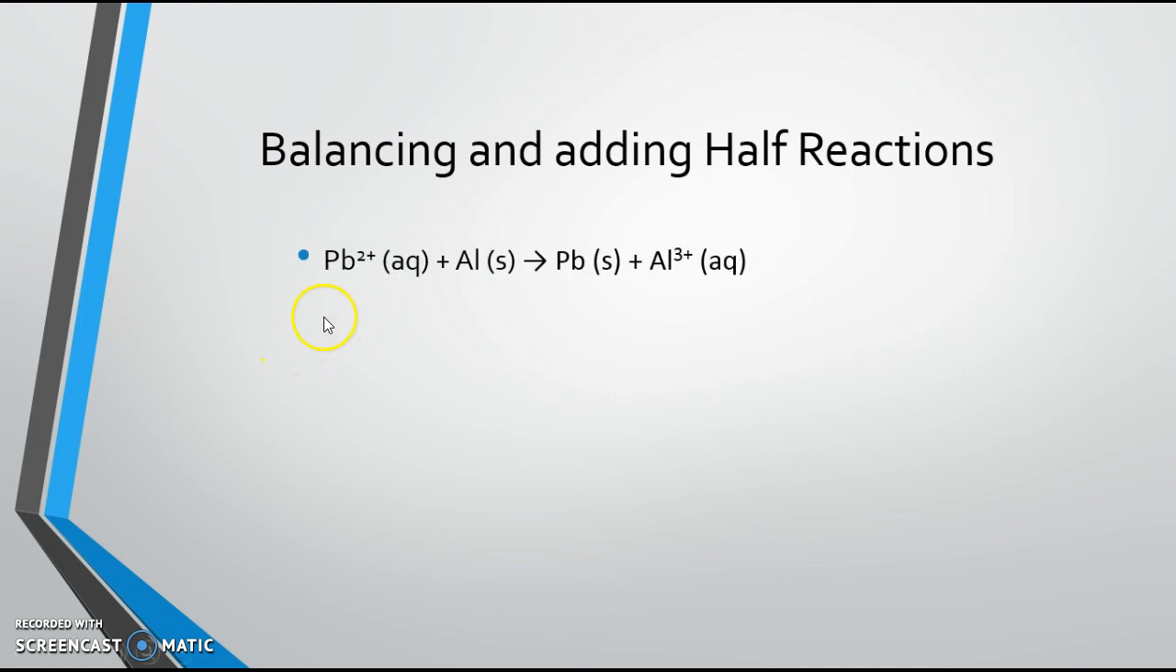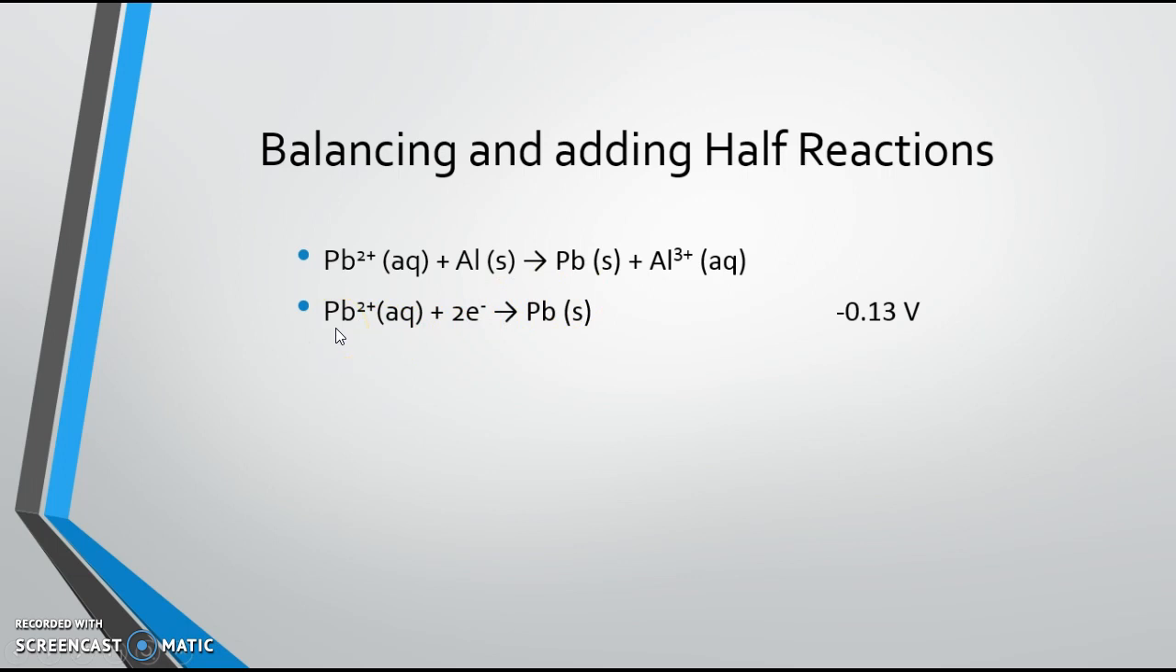So instead of using zinc and copper 2+ ions, let's do lead 2+ ions and aluminum solid. So here we have the equation. Aluminum is more reactive, so it will react with lead 2+ and become aluminum 3+ and lead solid. Let's look at the half reactions.